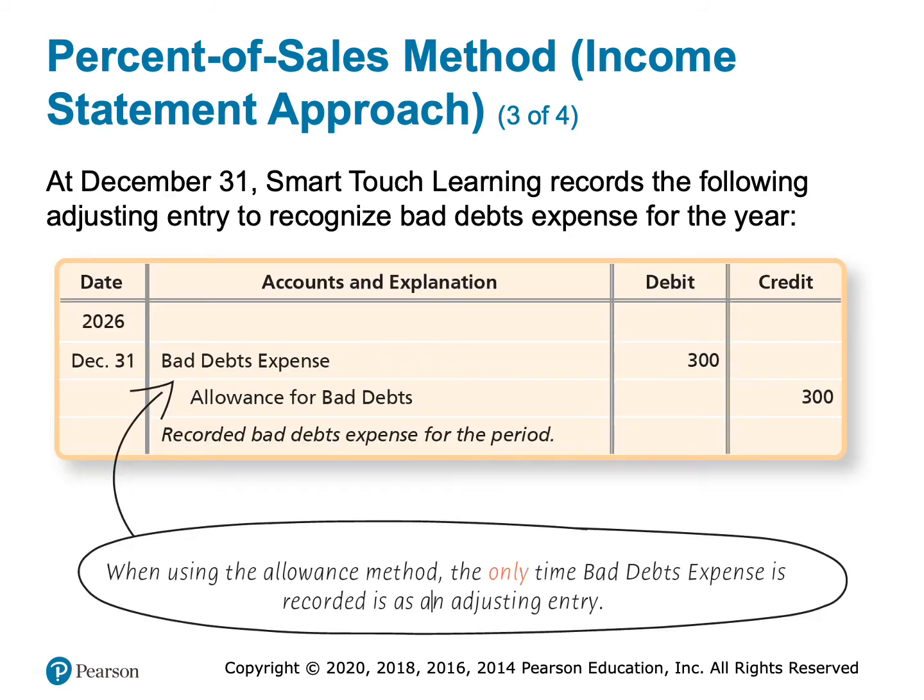So now when I do my adjusting entry, I'm going to debit bad debt expense and credit allowance for bad debt. Now, I do like the note down here at the bottom. It says, notice that the only time you use the bad debt expense account is when you're doing this adjusting entry here on December 31st at the end of the year. We're never going to use bad debt expense any other time other than this adjusting entry right here.